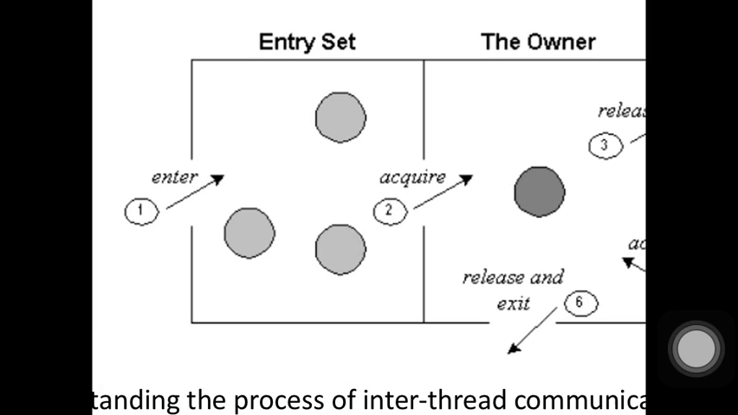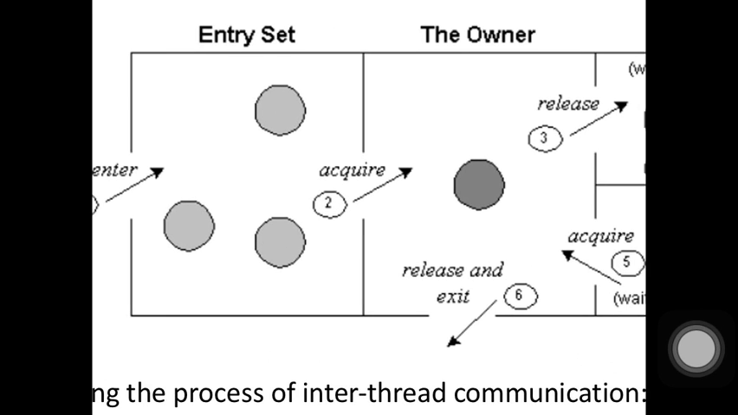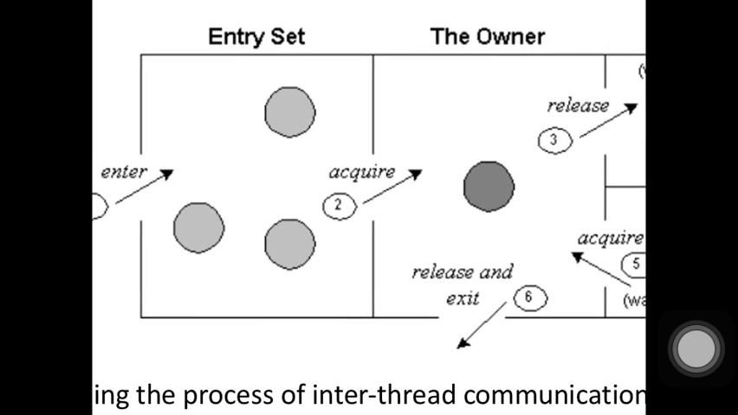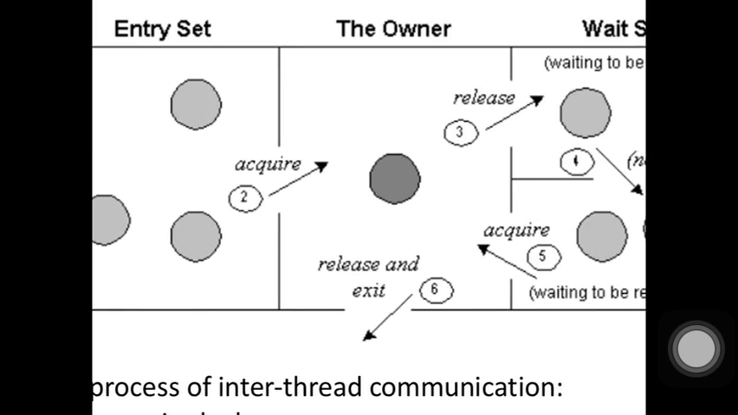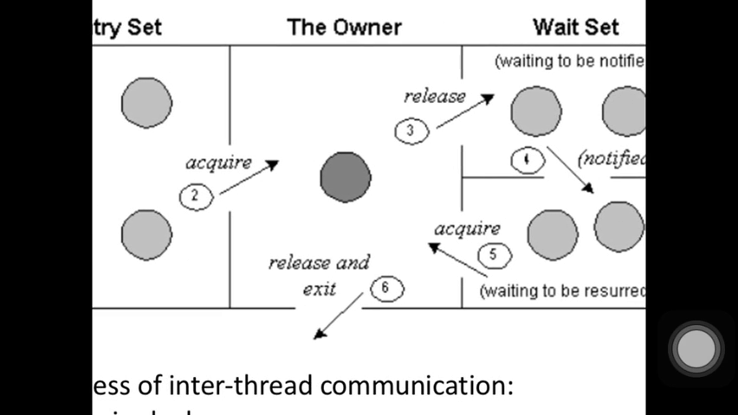The second one: in the first block, the three threads are eagerly waiting to enter the monitor. These three are running one after another in parallel. And the lock is acquired by only one thread. So here the thread acquires the monitor, the lock. The thread enters the monitor and can make use of the shared resource. Only one thread can enter the lock or monitor.